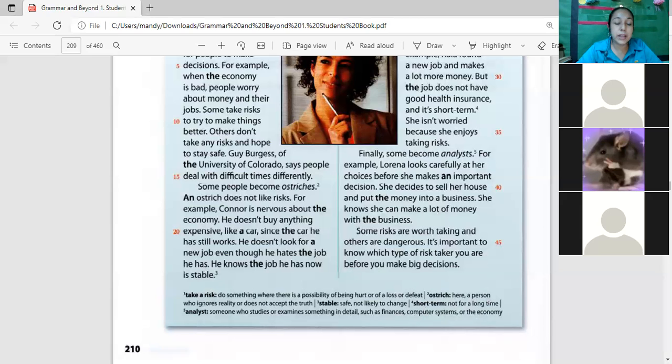That's been a short period of time. Analyst: someone who studies or examines something in detail, such as finances, a computer system, or the economy. For example, if you're an analyst, you analyze every word of a person, you analyze every attitude of a person. This one is an analyst person.